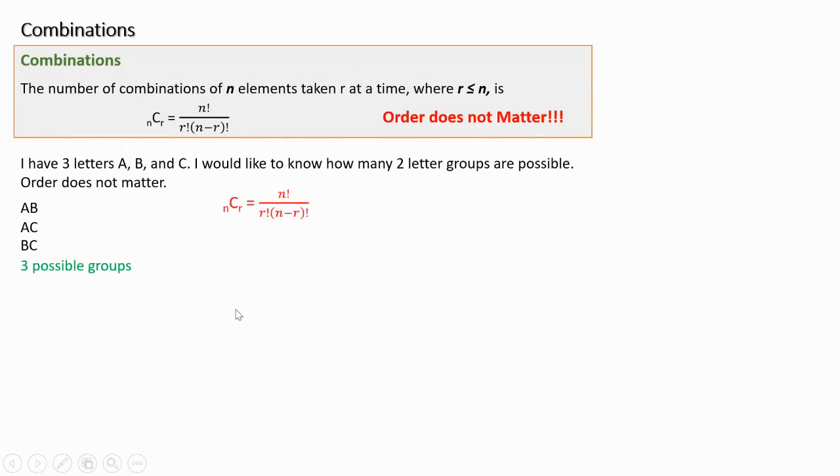So let's plug into the formula. It's going to be 3C2, which is 3 factorial divided by 2 factorial times (3 minus 2) factorial, which gives us 3 factorial over 2 factorial times 1 factorial. Let's simplify them. 3 factorial is the same thing as 3 times 2 times 1. 2 factorial is 2 times 1, and 1 factorial is just 1. So let's cancel the 2's and the 1's. We're left with 3 over 1. So the answer is 3.